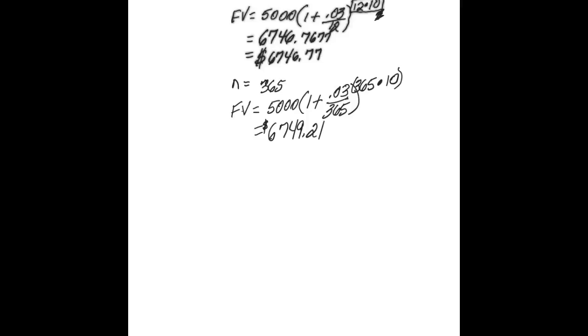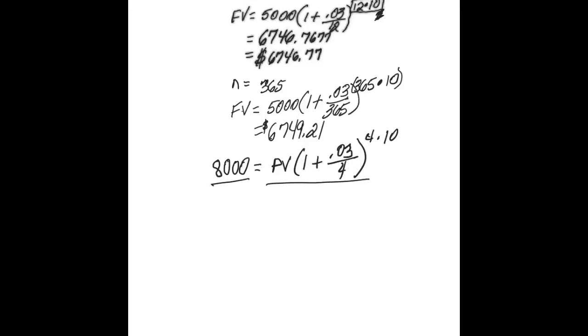Now let's say that I wanted my future value to be $8,000. So now my future value is $8,000. What is my present value? So I have 8,000 is equal to PV times 1 plus 0.03. And now this time we're going to compound quarterly. So my PV is on the right side, so I want to divide on both sides by all of this.